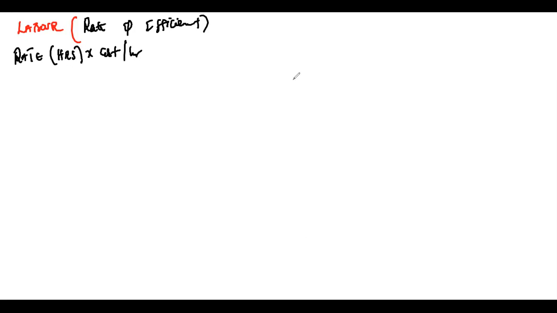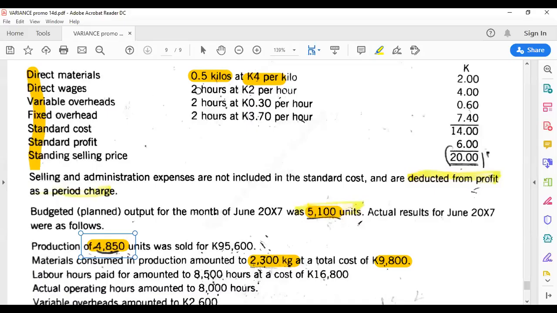If we check on our question, here we compare the actual results to the standard. So what is our labor? We've been told in the question that wages, it is 2 hours. So each unit is spending how many hours? 2 hours. At how much per hour? At 2 kwacha per hour. Which in the end, they're paying 4 kwacha in total. So here we simply bring the number of hours worked. How many hours did they use to produce the units they produced?